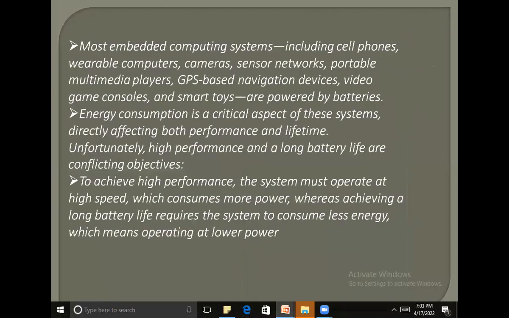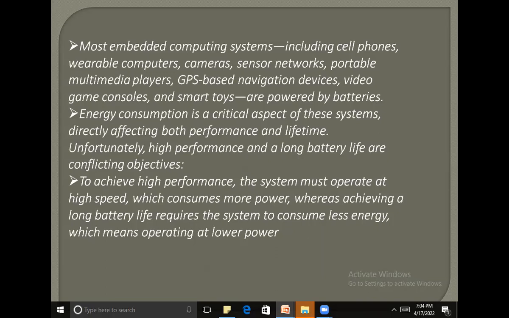Let's begin. Most embedded computing systems, including cell phones, wearable computers, cameras, sensor networks, portable multimedia players, GPS-based navigation devices, video game consoles, and smart homes, are powered by batteries. Energy consumption is a critical aspect of these systems, directly affecting both performance and lifetime.